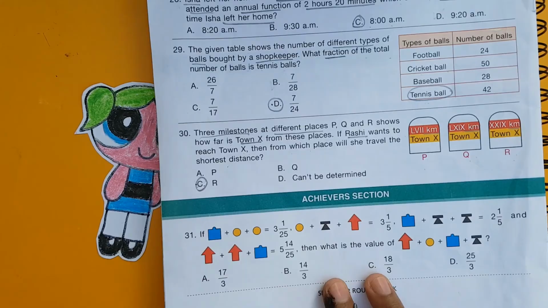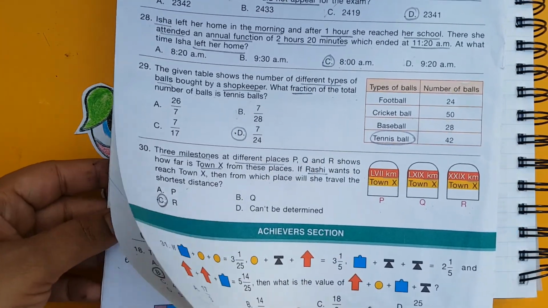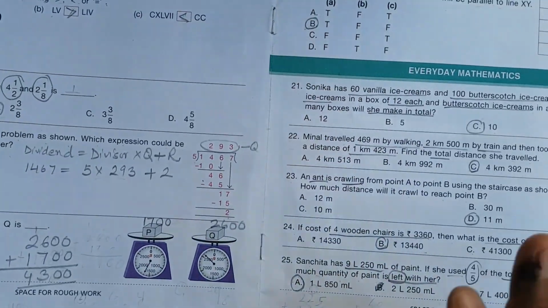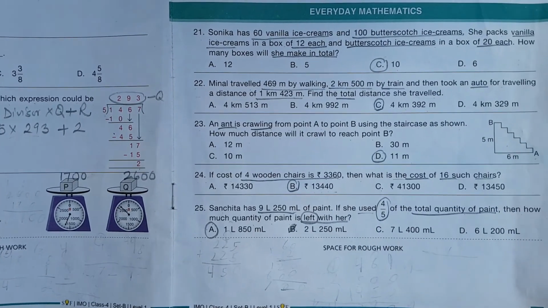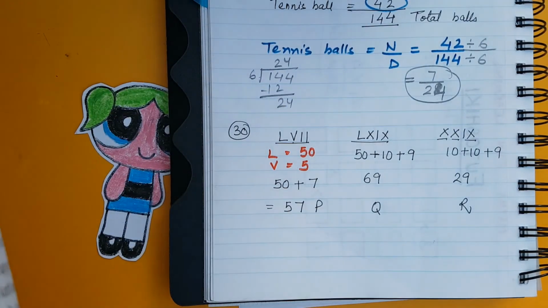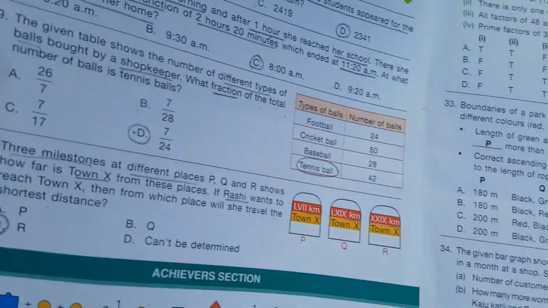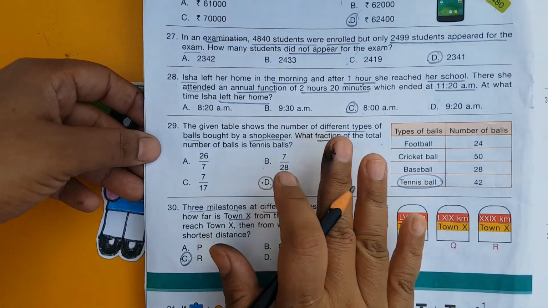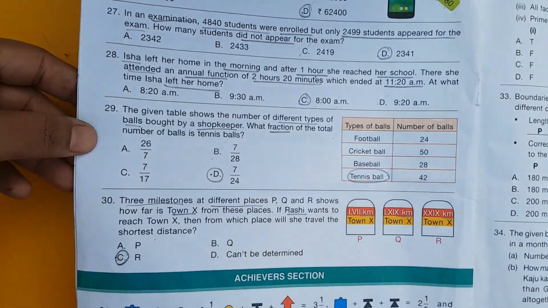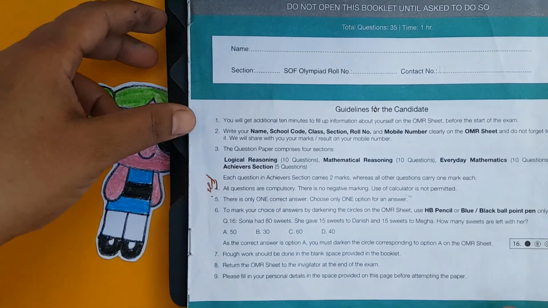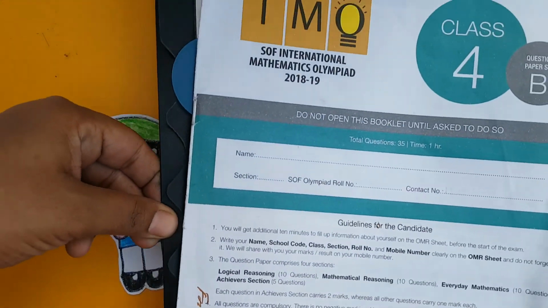Kids, I hope you understand these questions and the concepts also, and that you are able to understand them properly. If you have any doubt, let me know.